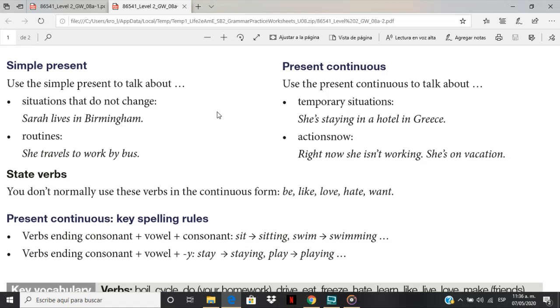And the present continuous, we use it, yes, to talk about temporary situations. For example, right now she's staying in a hotel in Greece. That's temporary. She's not going to live in the hotel forever, right? Or actions that are happening now. For example, right now she isn't working because she's on vacation. That's also temporary. Yes? Now, there are certain verbs.